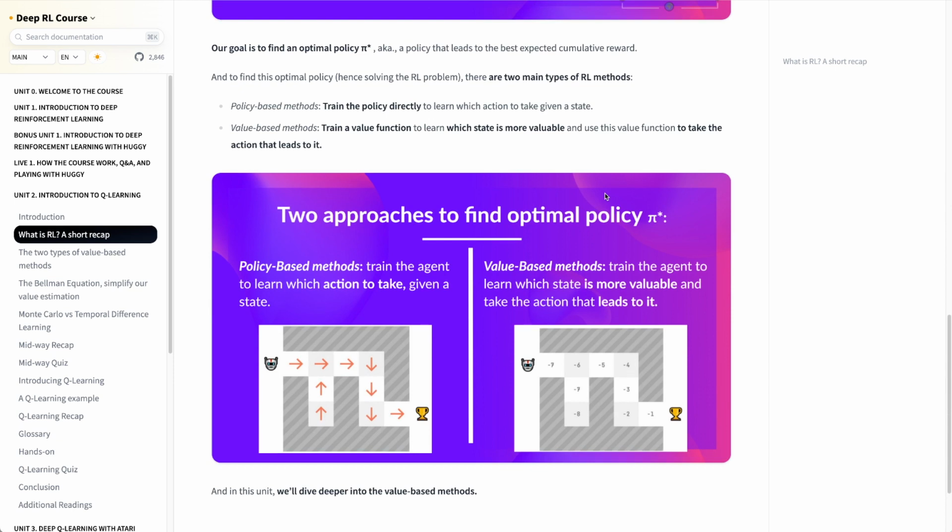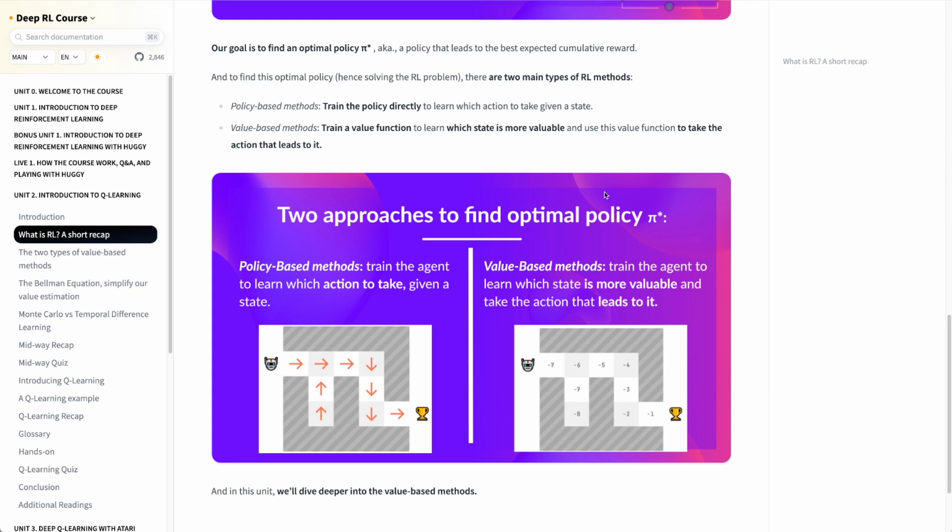Our goal is to find the optimal policy pi, aka a policy that leads to the best expected cumulative reward. To find this optimal policy, hence solving the RL problem, there are two main types of RL methods. Policy-based methods train the policy directly to learn which action to take given a state, and value-based methods train a value function to learn which states are more valuable, and use this value function to take the action that leads to it.